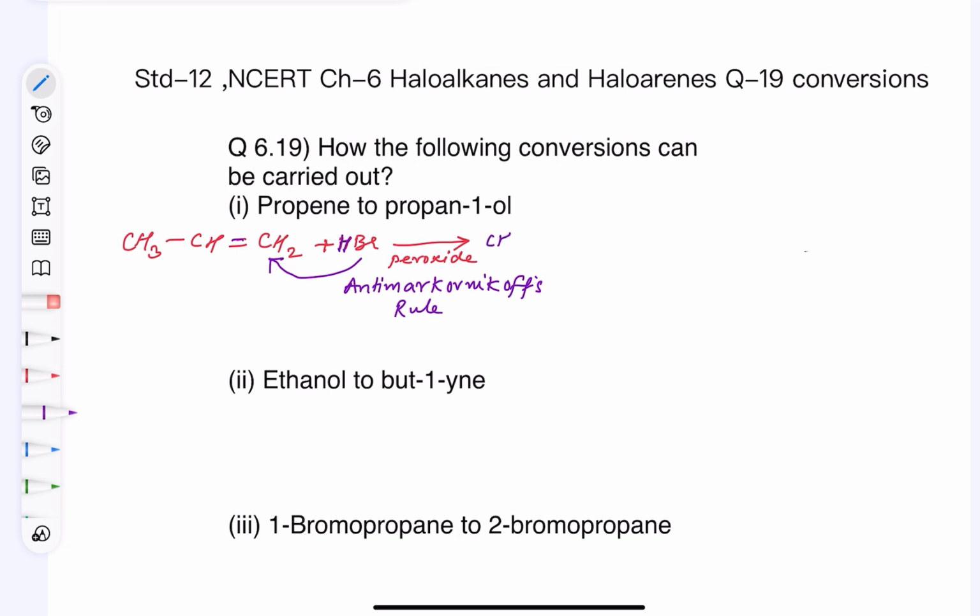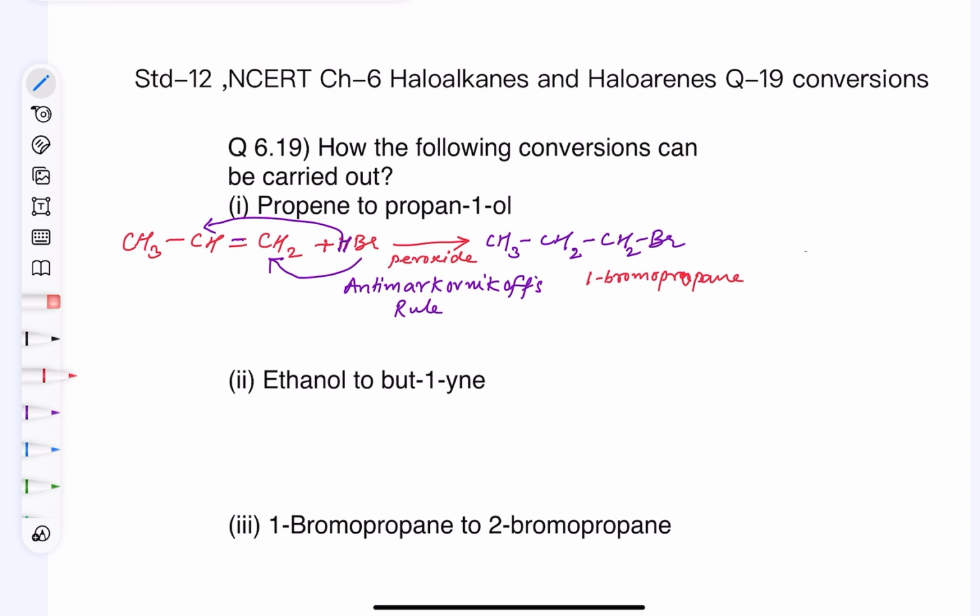So the product which will be formed will be CH3 CH2 CH2Br. Hydrogen will go to this carbon. So you get the product, and the name of the product is 1-bromopropane.